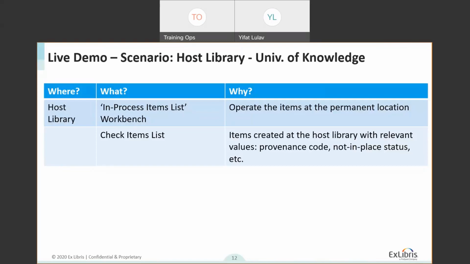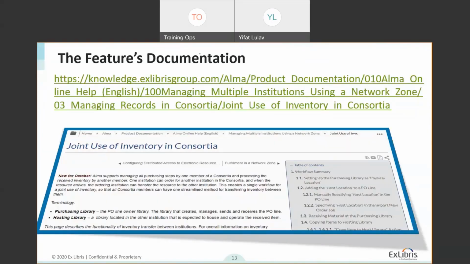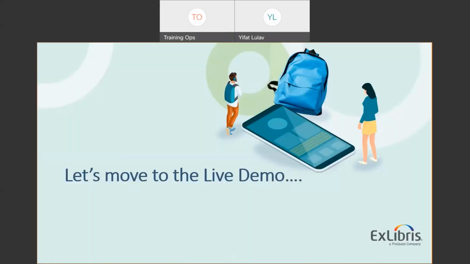One more important thing is that there is a very detailed online help called Joint Use Inventory in Consortia. It details the setup, the workflow, the criteria, the limitations, and whatever is needed, even more detailed than what I'm going to explain to you. So unless there are questions, I will move to the live demo.